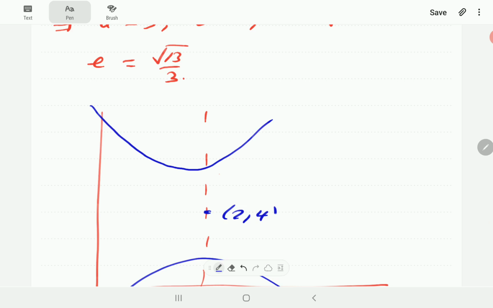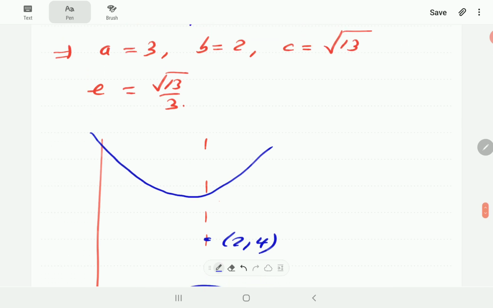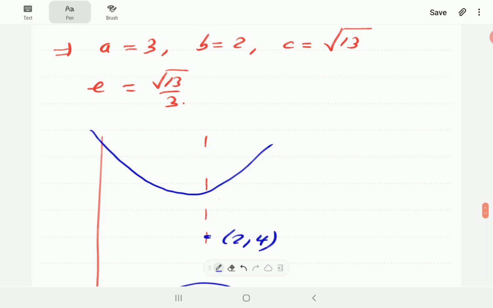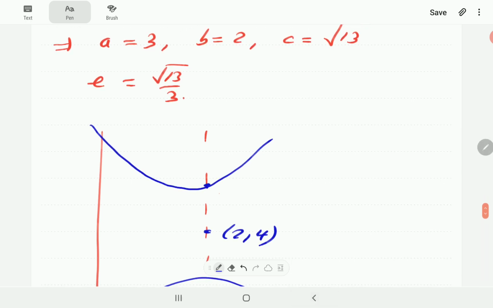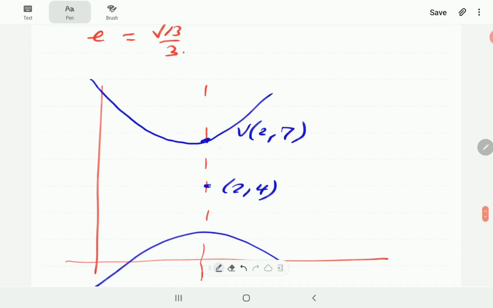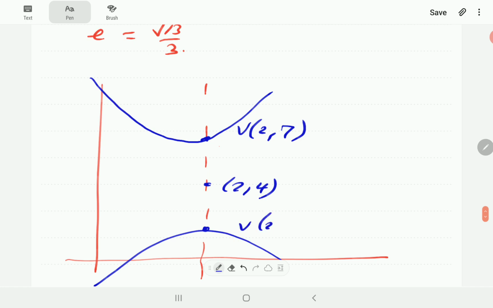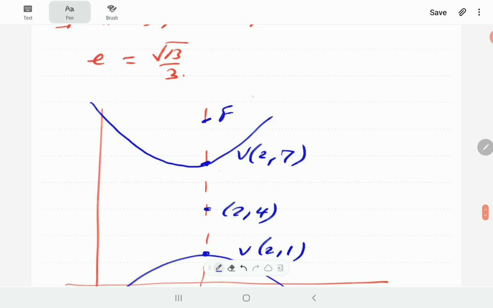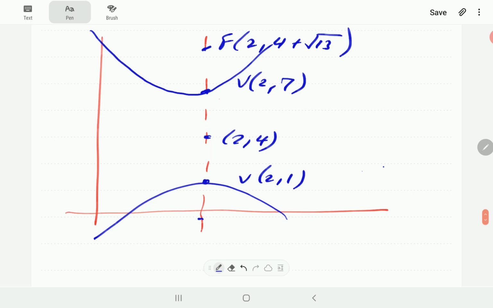So center is at 2, 4. Then from the center to each of the vertices, the distance is 3. So that means this one is going to be 2, 7. This one indeed will be in the first quadrant, 2, 1. And then the focus, the one here, will be 2, 4 plus square root 13. The other one somewhere there is going to be 2, 4 minus square root 13.